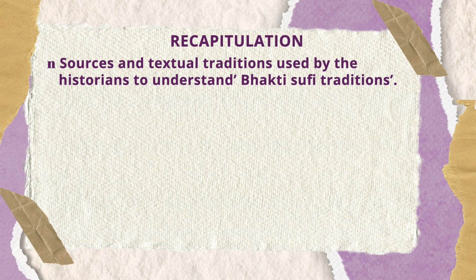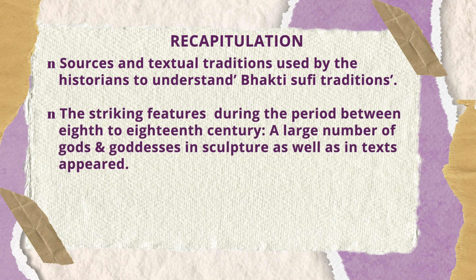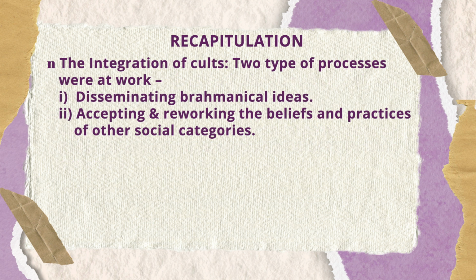Dear students, let us now try to analyze whatever we have read. Sources and textual traditions used by the historians to understand Bhakti Sufi traditions. The striking features: during the period between the 8th to 18th century, a large number of gods and goddesses appeared in sculpture as well as in text. In the integration of cults, two types of processes were at work. First, disseminating Brahminical ideas. Second, accepting and reworking the beliefs and practices of other social categories.